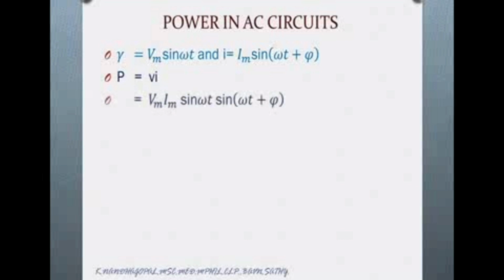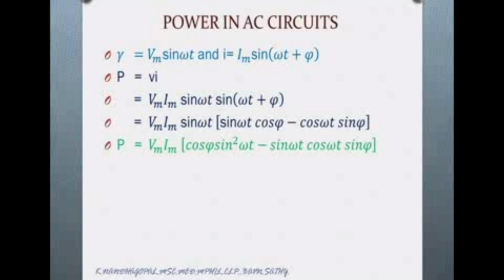Power equal to V into I. So P equal to Vm Im sin omega t into sin of omega t plus phi. So here there is a formula for sin A plus B. So expanding that, you can get sin omega t cos phi plus cos omega t sin phi. On simplifying this, you multiply that sin omega t with that term. So you will get this.